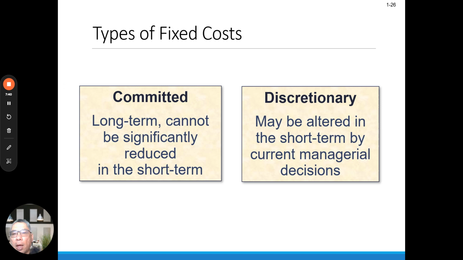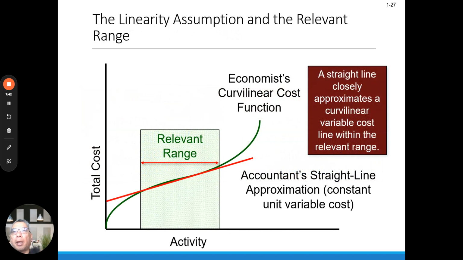Look at the linearity assumption and the relevant range here. A straight line closely approximates the variable cost line within the relevant range. The accountant's straight line approximates a constant unit variable cost. This is the economist's view: curvilinear cost functions, the green one. This is the relevant range. You see the chart here.